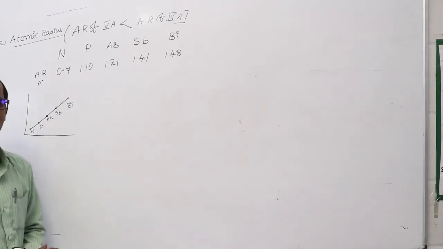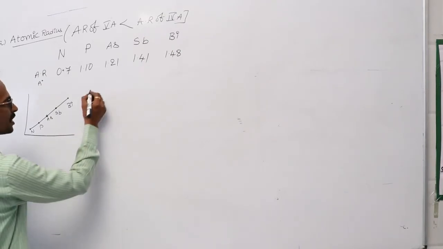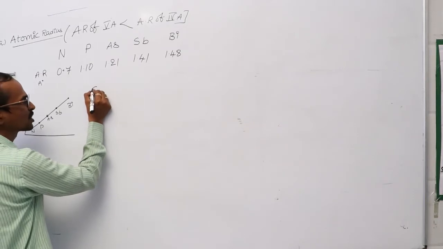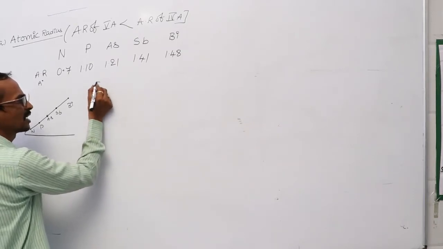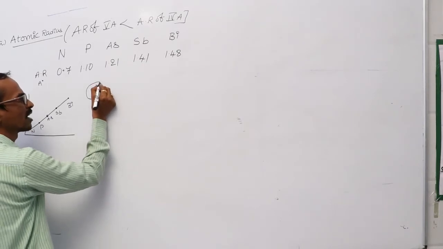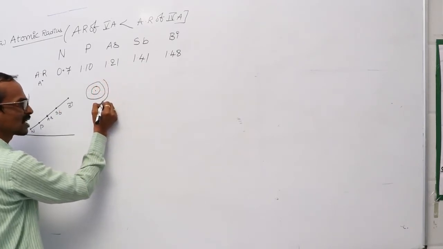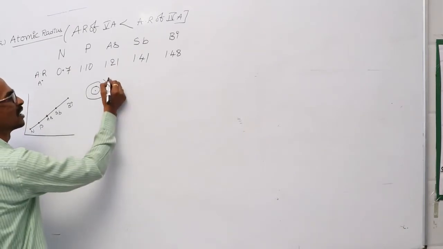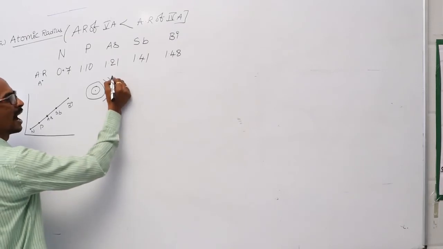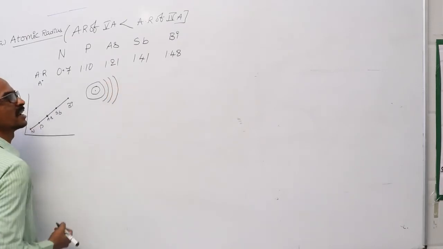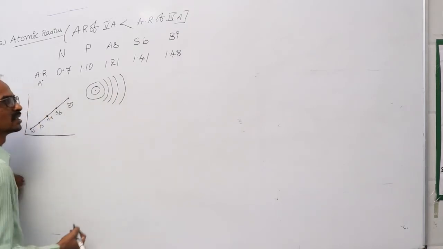Already we have seen the electronic configuration of nitrogen: 1s2, 2s2, 2p3. That means in nitrogen, how many shells do you have? The first and the second shell, so 2 shells. Next, if you come to phosphorus, another shell is added. Arsenic, another shell is added. Antimony, one more shell is added. Bismuth, another shell is added.